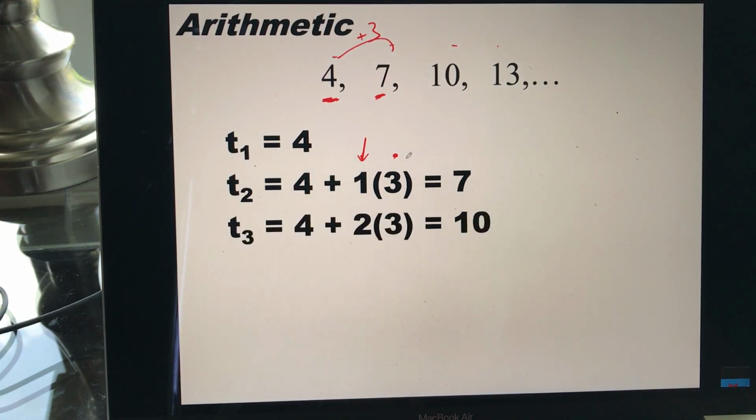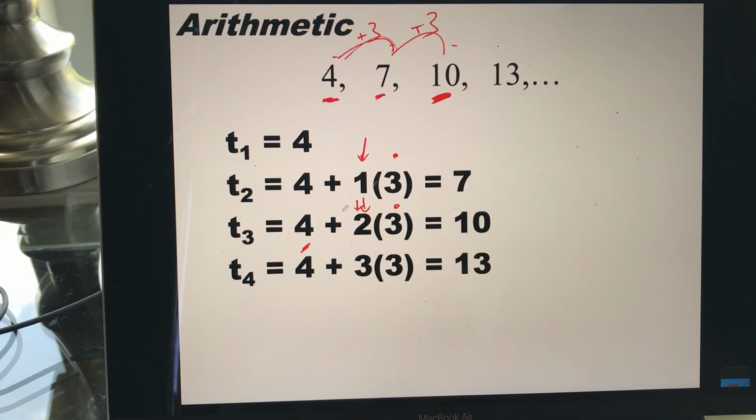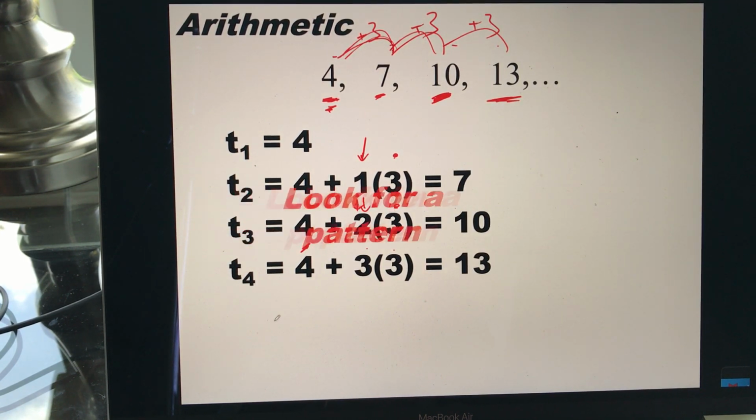Okay. Term 3, the 10, is start at 4 and add 3 basically twice. So I start at 4, I add 3 once, I add 3 twice. That gives you my 10. Term 4, the 13, you start at 4, and then add 3 three times.